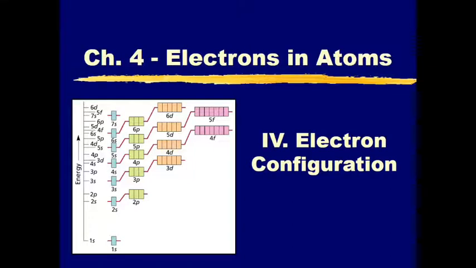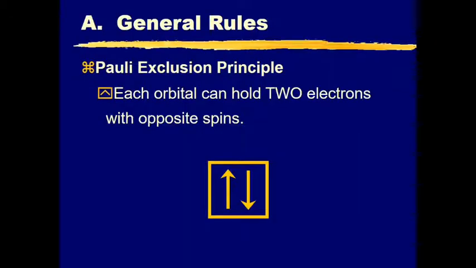Hello everybody, this is Chapter 4, Section 3. We're going to be dealing with electron configurations. You do need a periodic table handy. We're going to use it multiple times today. So starting off, we're going to look at a few rules.